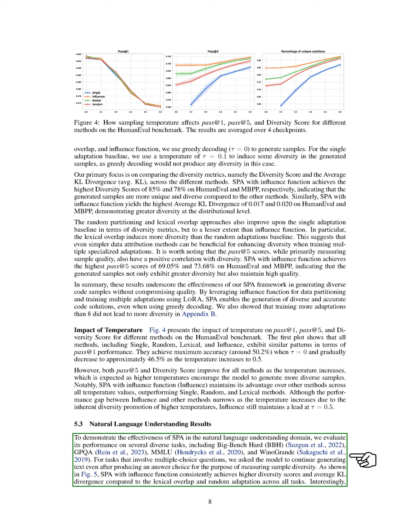We assess the effectiveness of SPA in natural language understanding by evaluating its performance on various tasks, including Big Bench Hard, GPQA, MMLU, and Wino Grande. For tasks with multiple choice questions, we encourage the model to continue generating text after providing an answer to enhance sample diversity. Our findings show that SPA with the influence function consistently achieves higher diversity scores and average KL divergence compared to lexical overlap and random adaptations across all tasks.